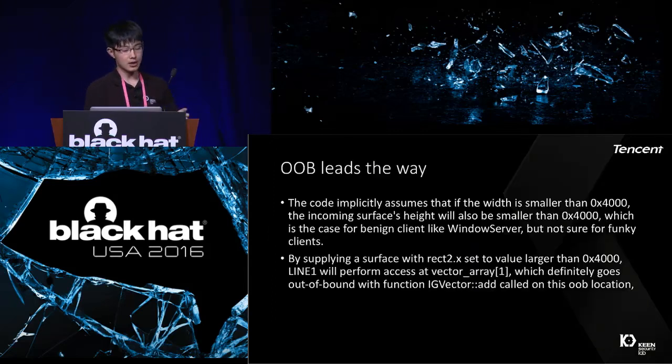So as a conclusion, this code implicitly assumes that if the width is smaller than 4000, then the incoming surface height will also be smaller than 4000. This is true for Windows Server, I believe, because Windows Server is also written by Apple programmers, but not for funky clients like us. For example, we can supply a surface with a second rectangle's x coordinate set to a value larger than 4000. So line 1 will go out of bounds when it accesses the second vector, and then the vector add function will be called on its OOB location.